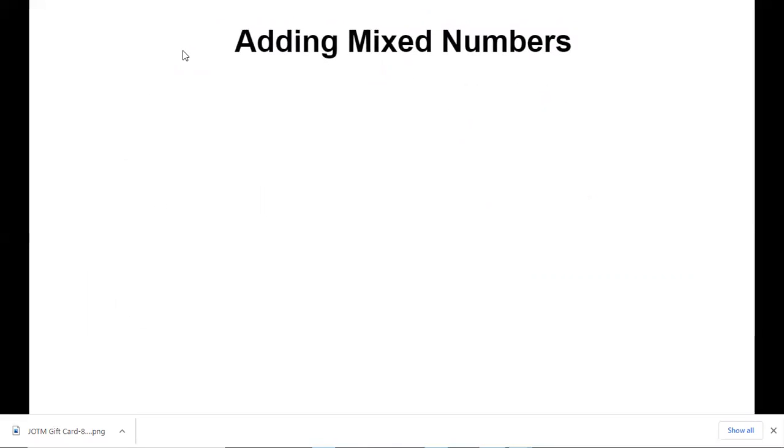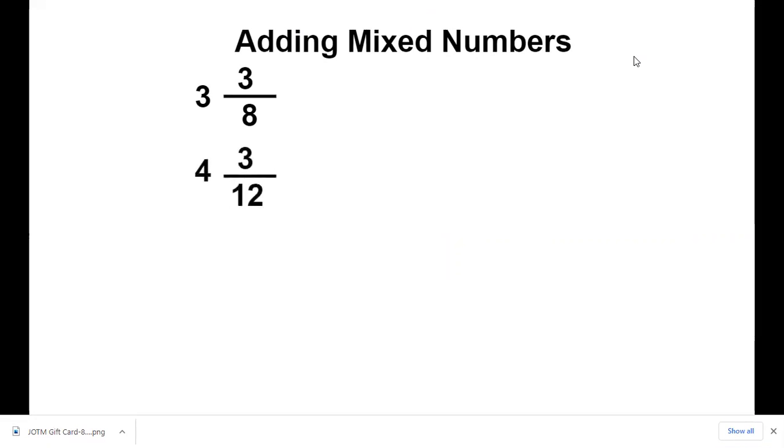Okay, welcome back. So this has been a longer video, so if you need to take a break for a bit, go ahead and do that and then come back to watch the second half. Now we're going to be adding mixed numbers. Each time I add another step. So now we have a mixed number, 3 3/8. We're going to add 4 3/12. Notice how we have different bottom numbers. We have to get the same bottom number first.